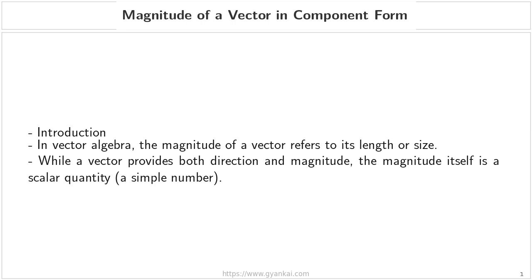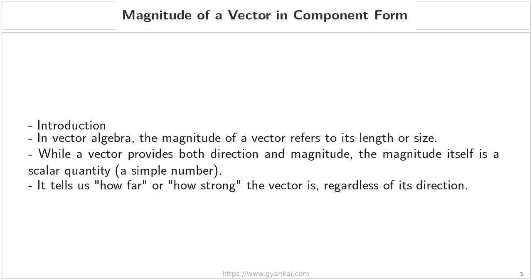However, when we isolate the magnitude itself, we are dealing with a scalar quantity. This means it is just a simple number without any direction attached to it. You can think of it as a value that tells us how far a point has traveled or how strong a force is, regardless of which way it is pointing.